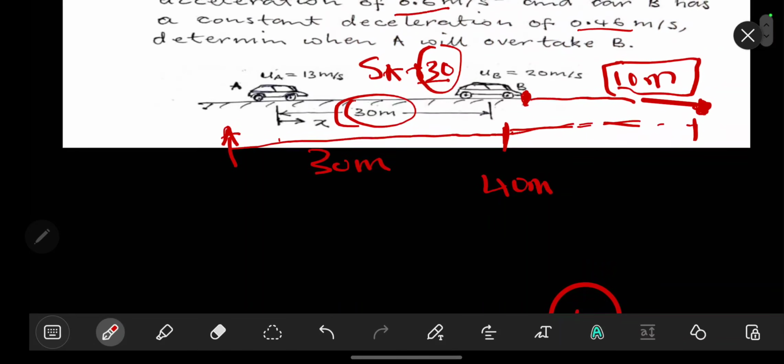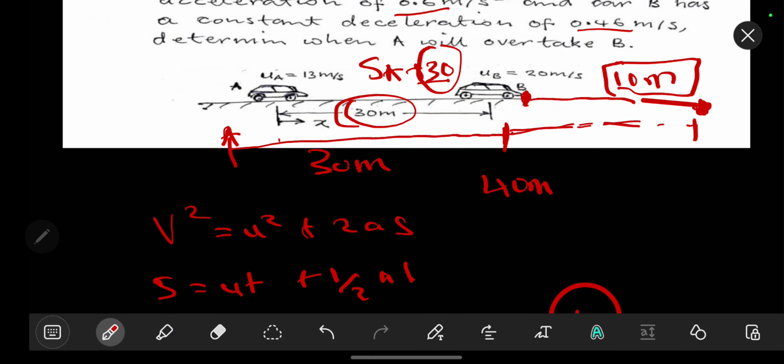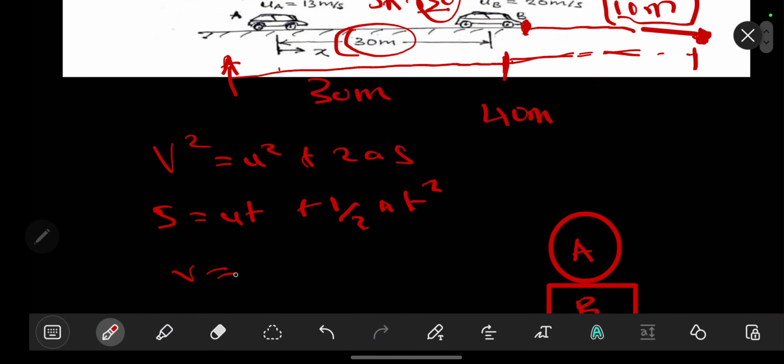So now we have the kinematic equations that we are going to be using. We have v squared equals u squared plus 2as. We have s equals ut plus half at squared. Then we also have v equals u plus at. We do not know the final speed at the point where it will reach the other car. We also don't know the time. We want time, and the first formula doesn't have time. Therefore, we are going to use the second formula.